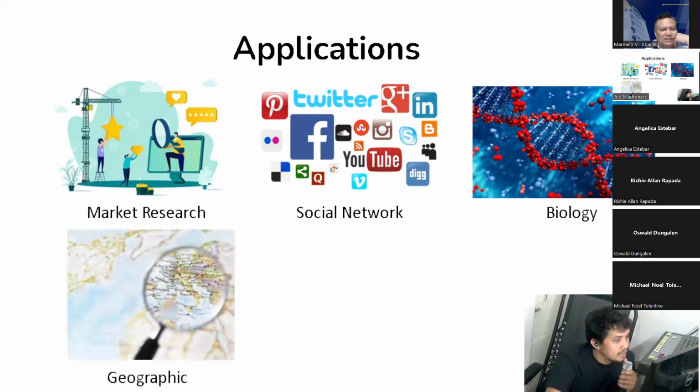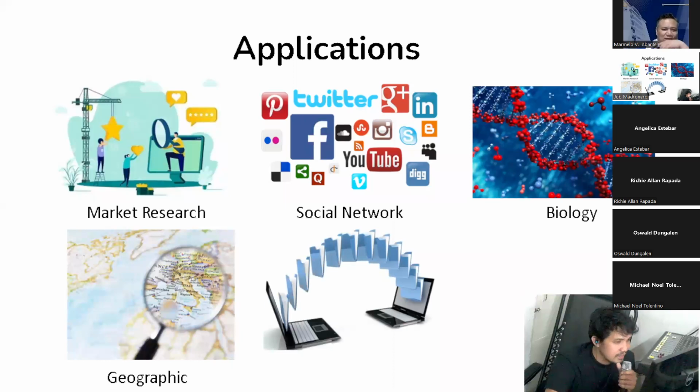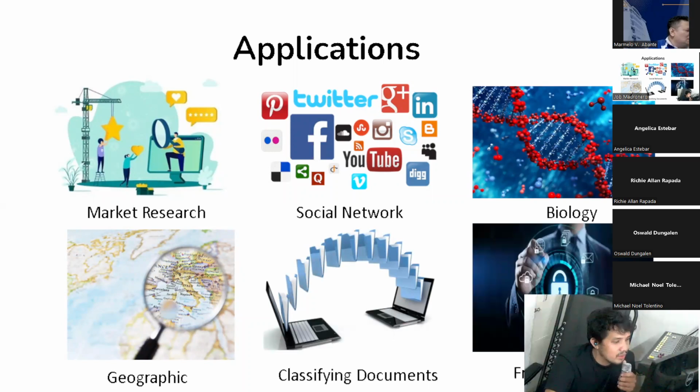And clustering also helps in identification of areas of similar land use in an Earth observation database. It also helps in the identification of groups of houses in a city according to house type, value, and geographic location. Also, clustering helps in classifying documents on the web for information discovery. And clustering is also used in outlier detection applications such as detection of credit card fraud.